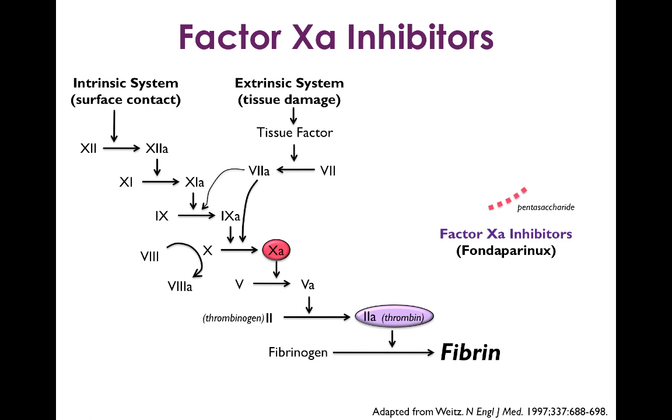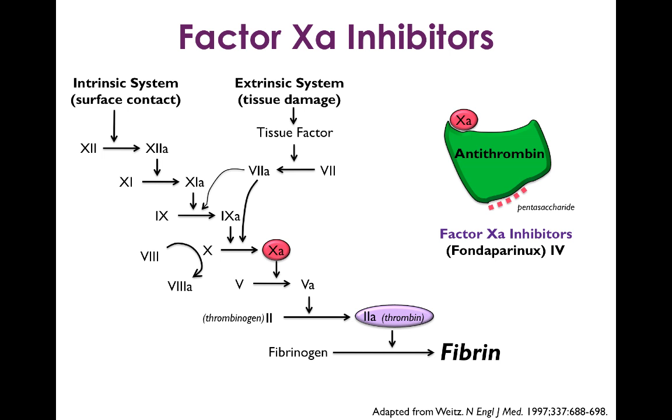And then the third class to know about are factor 10A inhibitors, one of them being fondaparinux. It's just the pentasaccharide strip, and it can bind to antithrombin, and pretty much all it can do is inhibit factor 10A. Fondaparinux is an IV drug. And there are now recently available oral small molecules that we're not going to worry about too much, but in the next couple of years, their indications may expand, rivaroxaban being the most commonly used one. So those are unfractionated heparin, low molecular weight heparin, and factor Xa inhibitors.